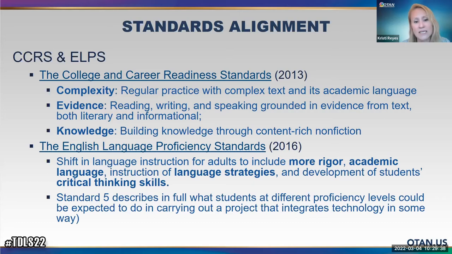And then next came the ELPS for English language learners. And similarly, it called for an increase in rigor in our instruction, including academic language, even at the lower levels of ESL instruction, including the teaching of language strategies. So when students don't understand something, instead of slipping into their first language, how they can use strategic competence to understand or explain themselves in a different way, and the development of critical thinking skills, as well as the building of background knowledge. So not just teaching grammar and English, but teaching them about the different things that are around us, like teaching them, as I said, maybe about art, or teaching them maybe a little bit about psychology, for example.